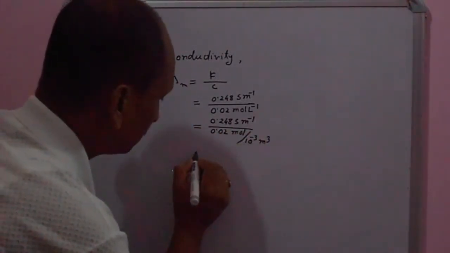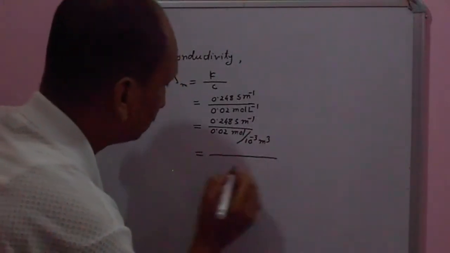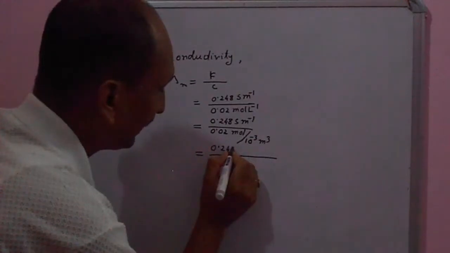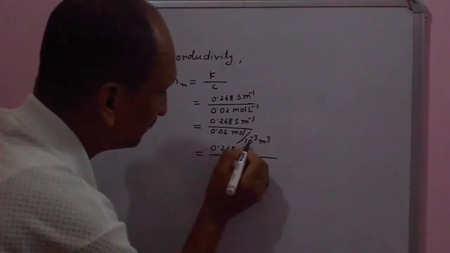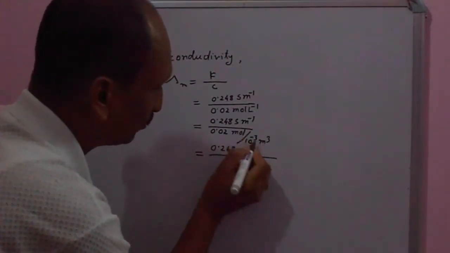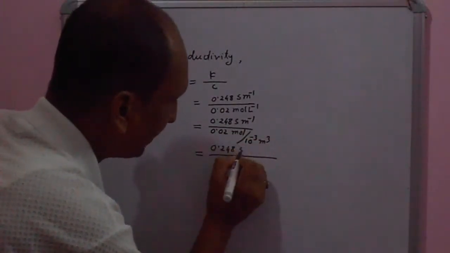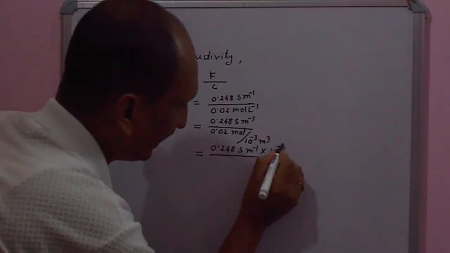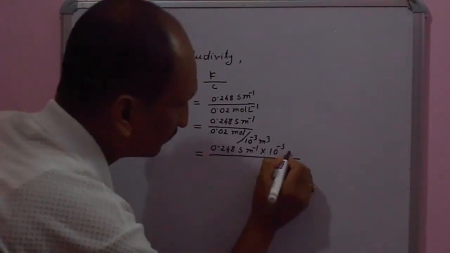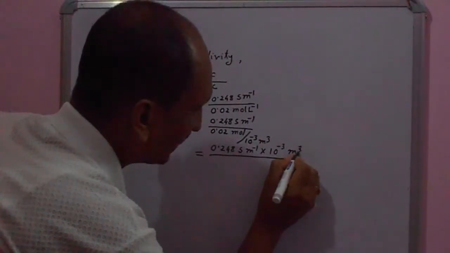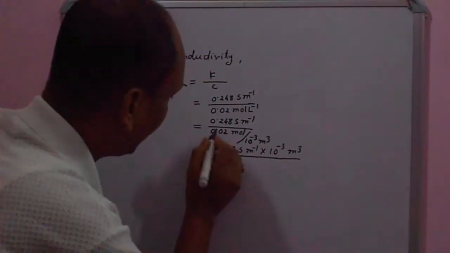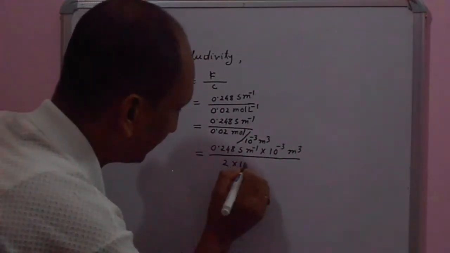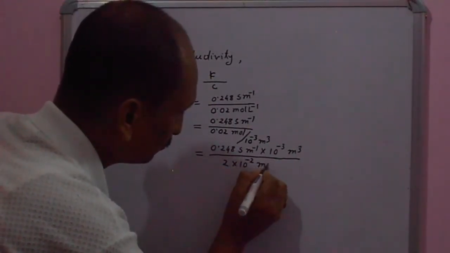That means it will be equal to now 0.248 times 10 to the power minus 3 meter cube, it will go up. So Siemens meter inverse into 10 to the power minus 3 meter cube divided by 0.02, which means 2 into 10 to the power minus 2 mole.